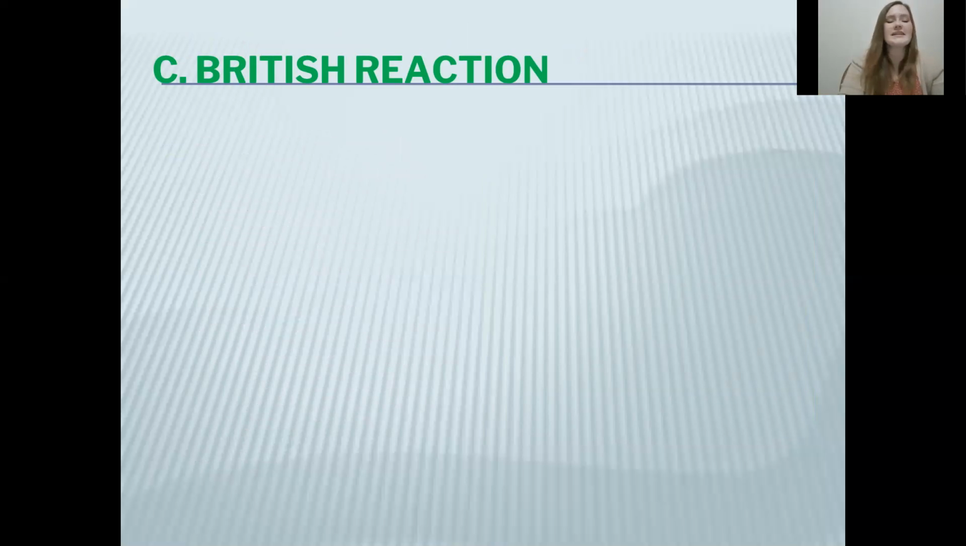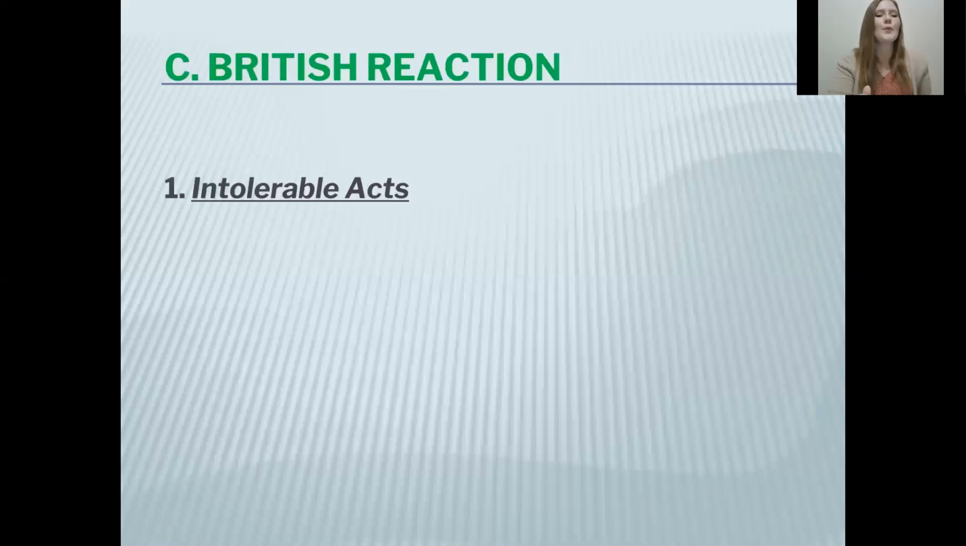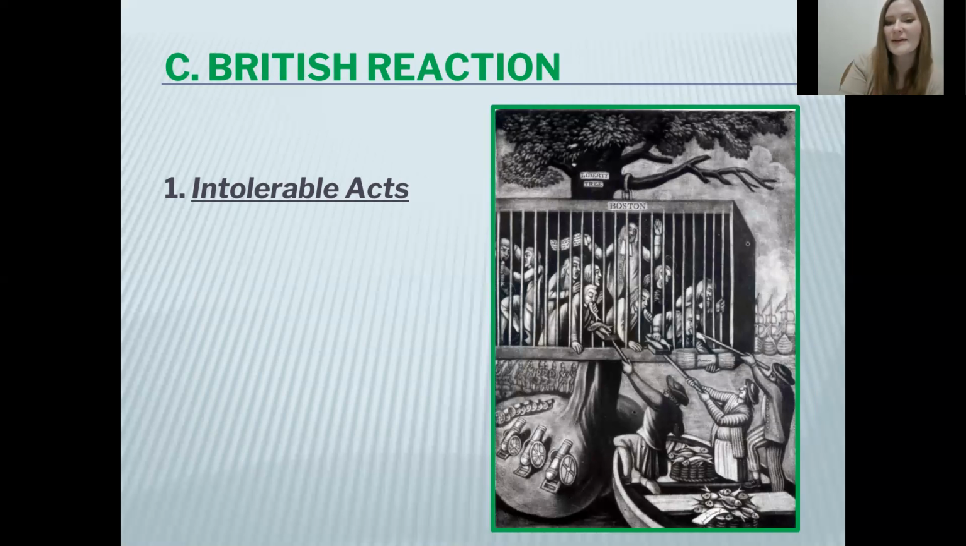So after all of this, the British reaction: they were angry. They were not happy. And in turn, you're going to see the British double down. They do not like the colonists deciding that they're going to do things on their own. So the way that they started to double down was they began with the Intolerable Acts. Here we see a picture of how they're treating the colonists. They've got Boston locked up. They're not treating them super well.